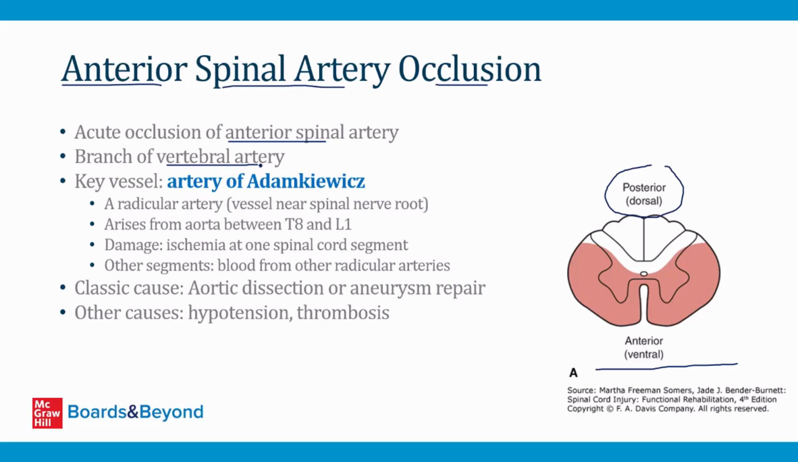The most important thing to know about this vessel is its relationship with the artery of Adamkowitz. Strange name, I know, but it's high yield to remember this for your board exams. The artery of Adamkowitz is a radicular artery. This is a vessel that's near a spinal nerve root. That's why it's called a radicular artery. These vessels arise from the aorta between T8 and L1, and when they're damaged, they will lead to ischemia at one spinal cord segment. The other spinal cord segments will be protected by blood from other radicular arteries.